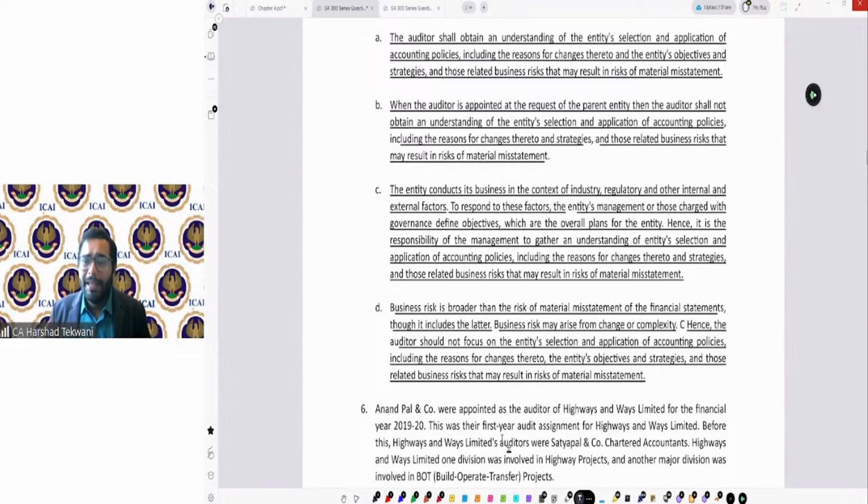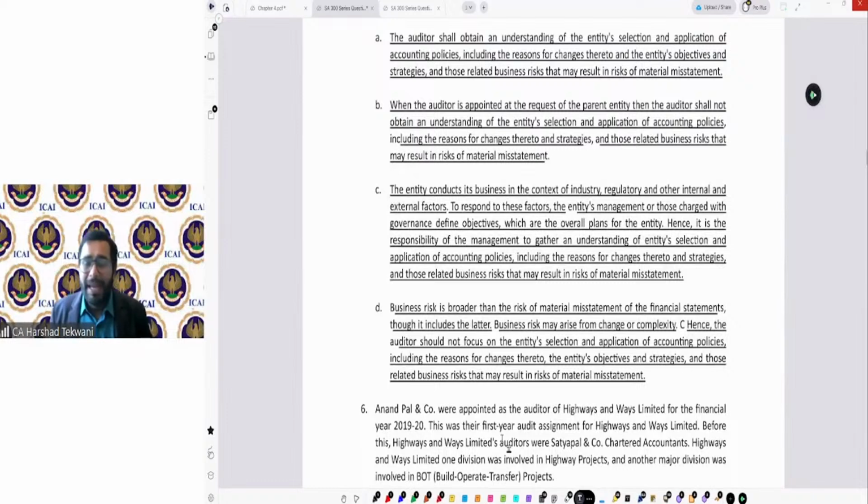It means you are not applying the entity's accounting policy, or your selection of the accounting policy is not appropriate. That's why we need to understand whether the selection of the accounting policy is appropriate or not, and for that, we need to obtain an understanding of that. Are you getting my point?